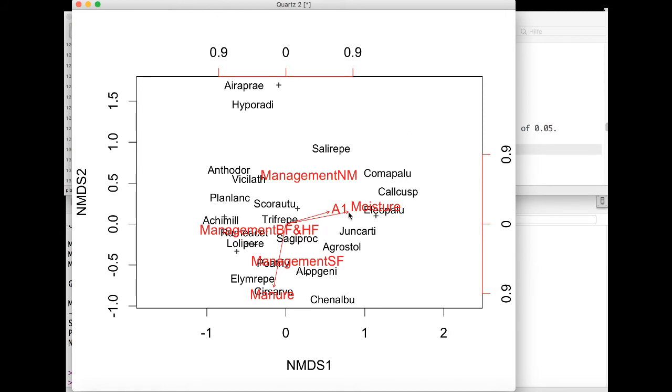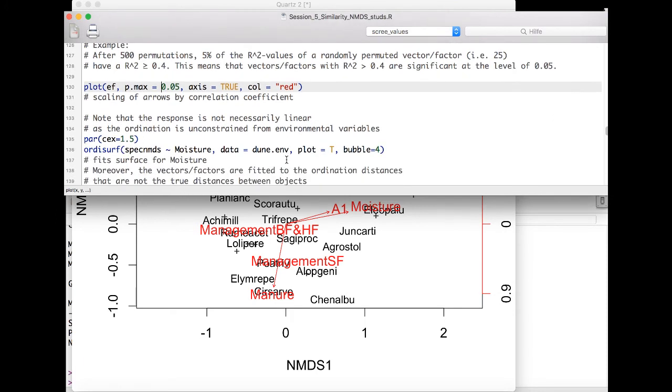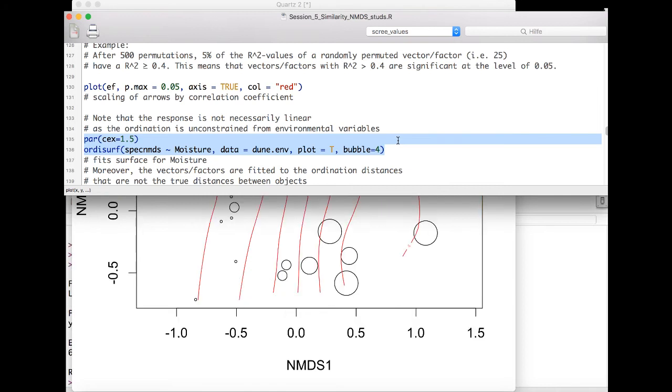So 0.9 would be the longest arrow, a correlation with the first dimension of 0.9. And this correlation would be regarded as linear. However, the response is not necessarily linear, and this could be visualized. So the arrows somehow suggest we have a linear response. And this can be done when we use the ordisurf function for an individual variable. So we do this again.